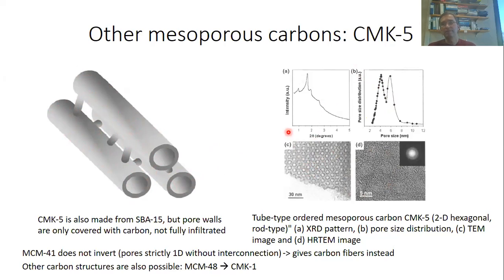So a typical characterization would include small angle X-ray diffraction. You see here the peaks at relatively small 2 theta angles, between approximately 0.5 and 3 degrees 2 theta, due to the large structure. And you see here the peaks that indicate the periodicity of the mesopores.